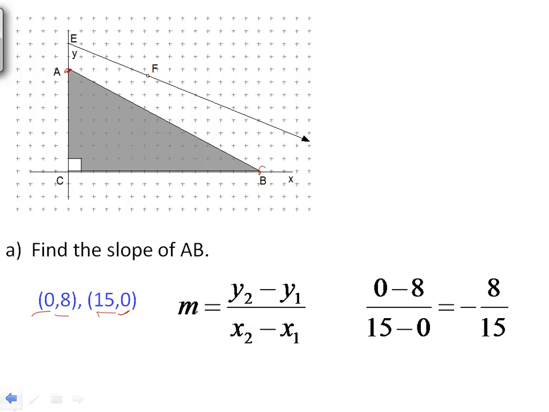Alright, so now we're up here at EF. So you can see the slope. It goes down 1, 2, and then over 1, 2, 3, 4, 5. So that's where the negative 2/5 comes from.